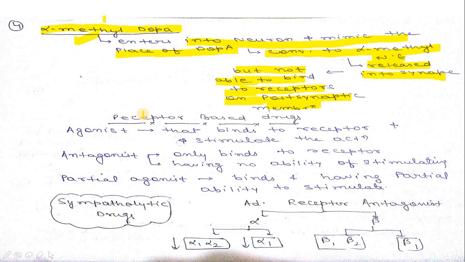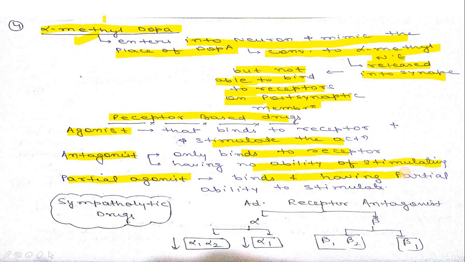Now we will discuss receptor-based drugs. Okay, so first a general description. An agonist binds to the receptor and stimulates the action. An antagonist only binds to the receptor, having no ability of stimulating. Okay, whereas a partial agonist means it will bind and have partial ability to stimulate. This is known as a partial agonist. Clear? And in the next video we will discuss in detail the receptor-based drugs.